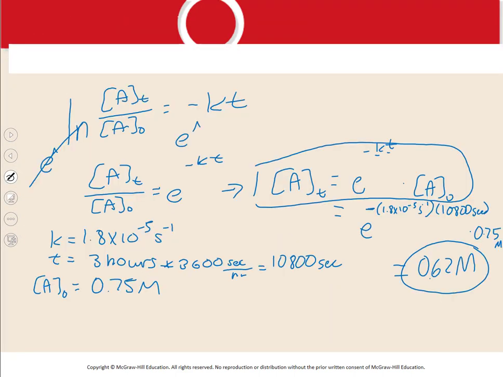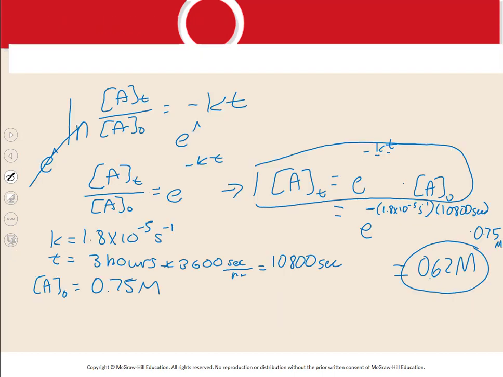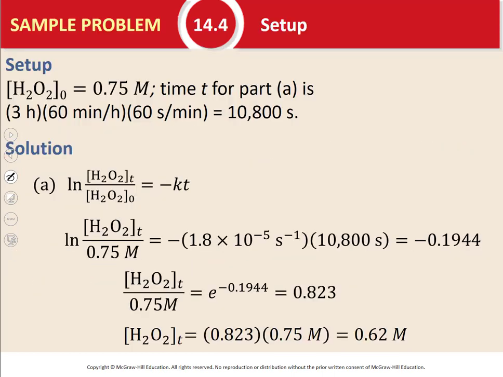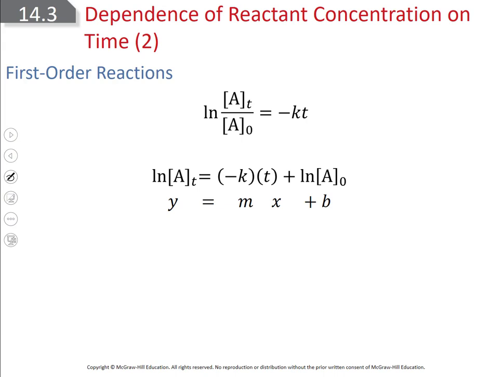The second part, part B, was asking you how long will it take. So in that case, which term are you solving for? T. We don't think we really need to do that one. That one's just solving for T. That one's even easier because you don't have to get rid of the natural log. Solving for T. Just plug in the two concentrations, solve for T. Not bad, right? All right, second order reactions.